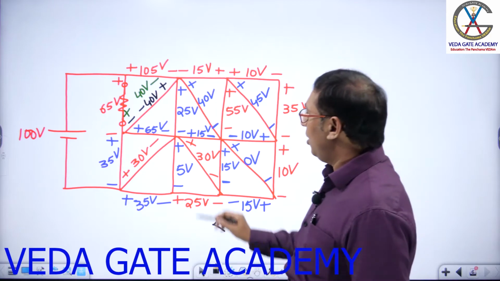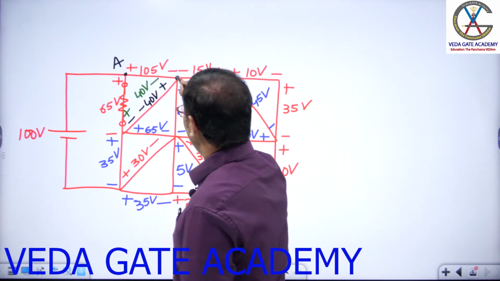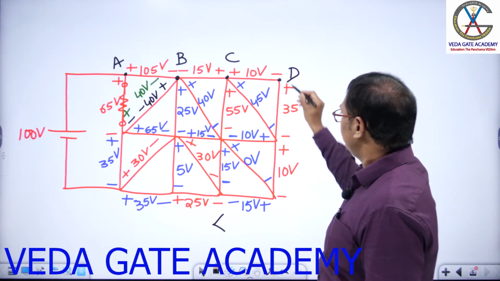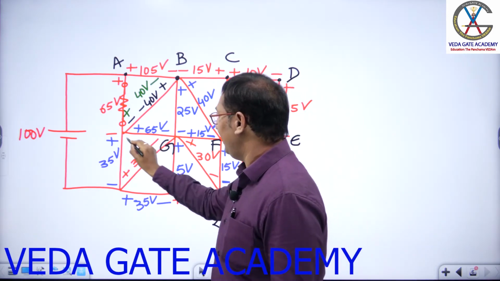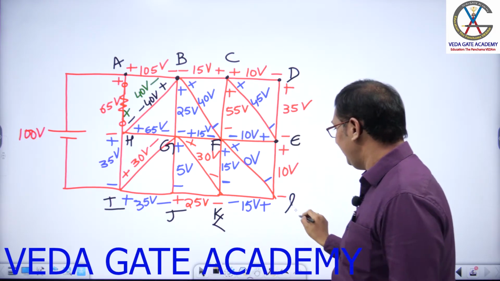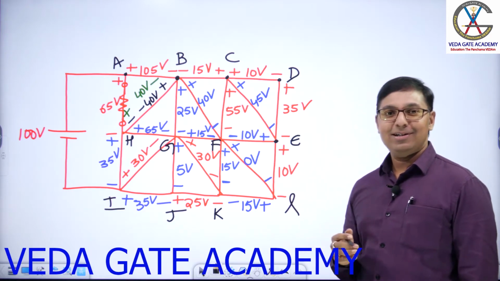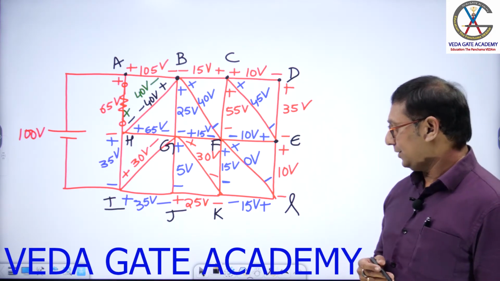Right. Now, I am putting some names here. Let us take as some A, B, C, D, E, F, Z, H, I, J, K and L. Addition's over. Now I'm making you learn alphabets. Okay? Right.